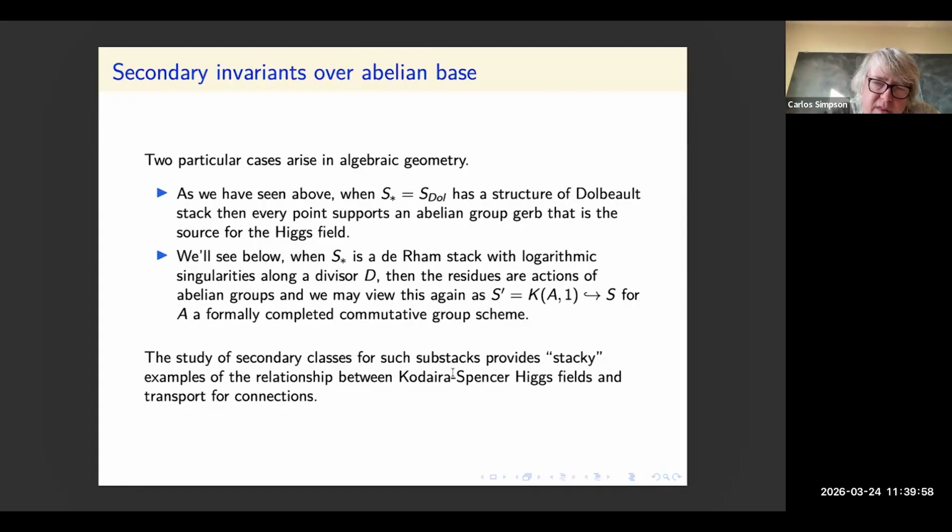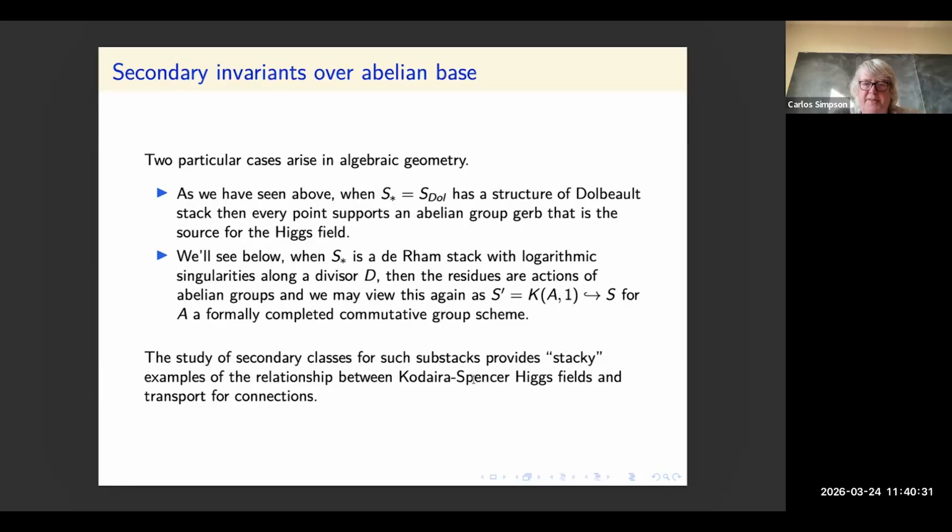And then a second case, which is also interesting, is that suppose we take the de Rham stack, but with logarithmic singularities along the divisor. Then you have the residue at the singular points of the divisor. We have the residues, and we can view this again as coming from an Eilenberg-MacLane stack sitting inside the logarithmic de Rham stack. We'll be talking about that in a minute.